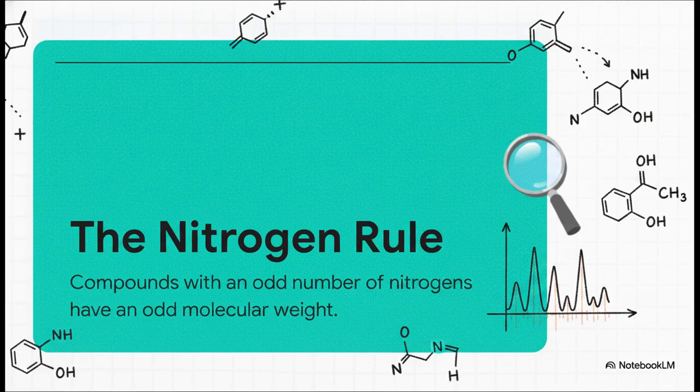Since nitrogen has an even atomic mass but interestingly forms an odd number of bonds, compounds containing an odd number of nitrogen atoms must have an odd-numbered molecular weight. It's a hard rule. So if your molecular ion has an odd mass, say 45 or 73, you instantly know you're likely dealing with a suspect harboring an odd number of nitrogens, like an amine, an amide, or a nitrile.